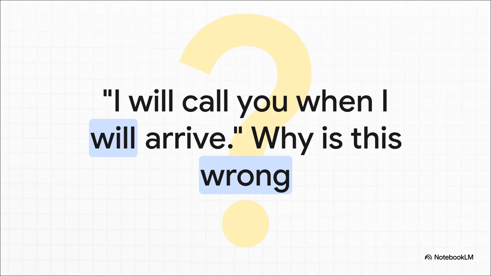Check out this sentence. I will call you when I will arrive. On the surface, it seems totally logical, right? I mean, both things are happening in the future, so you'd think you'd need will for both. But nope, that sentence is actually wrong. So the big question is, why? What's going on here that makes this break a key rule in English grammar?